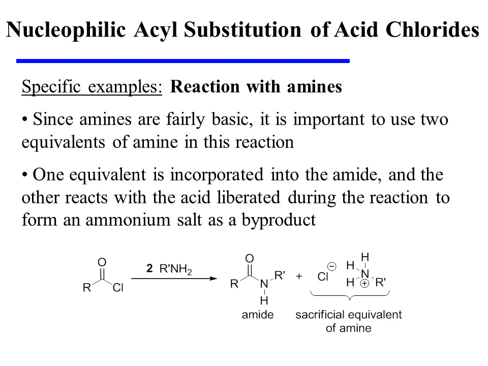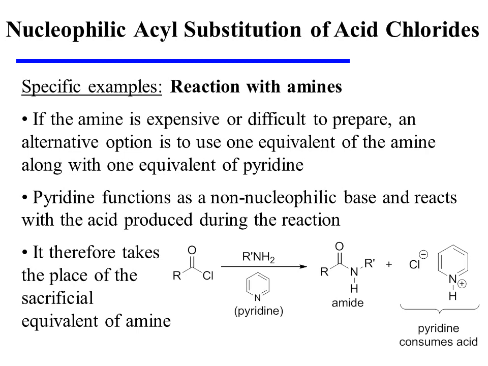Since amines are fairly basic, it is important to use two equivalents of the amine reagent in this reaction. One equivalent is incorporated into the amide, and the other reacts with the acid that is liberated during the reaction so as to form an ammonium salt as a byproduct. This second equivalent of amine is sometimes referred to as a sacrificial equivalent because it is not incorporated into the product and serves only to sequester the acid produced during the reaction.